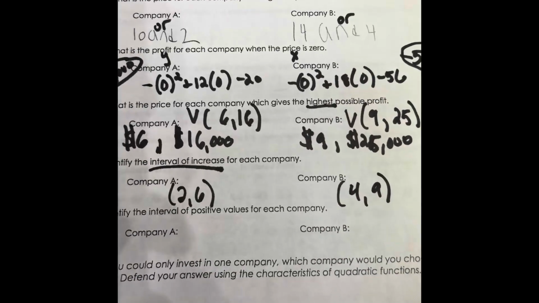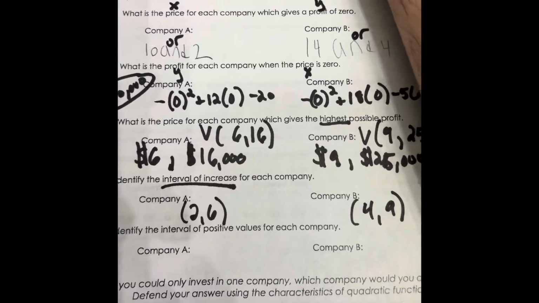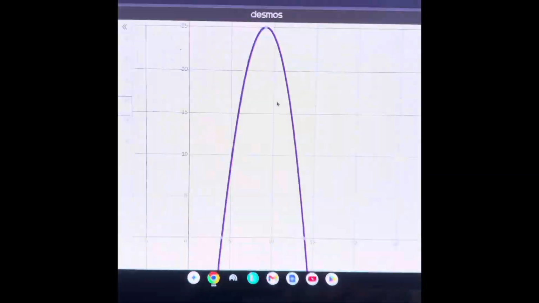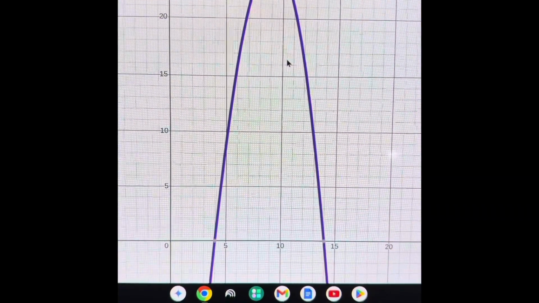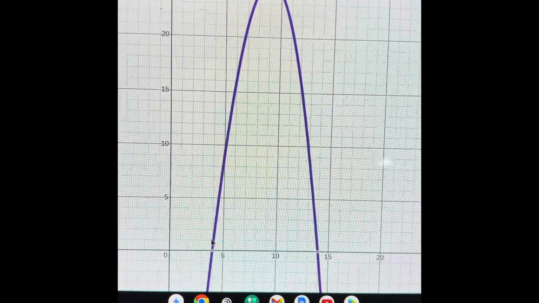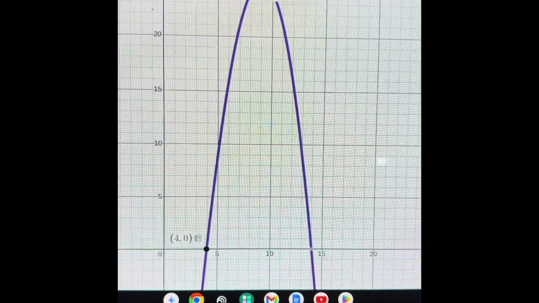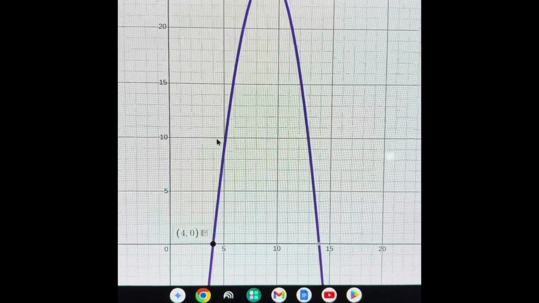Okay. So again, we're going to look at the graph, and we're going to put this in. I'm going to just cancel out this other function. I'm going to show you. Okay. Here's the other graph. Right. And we are increasing from the x value of 4 to the x value of 9. Okay. So that is its interval of increase.